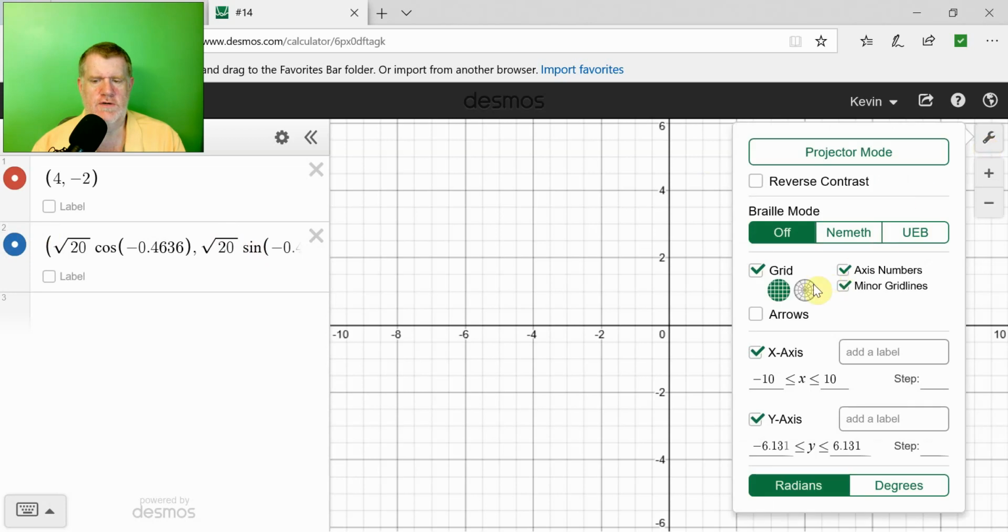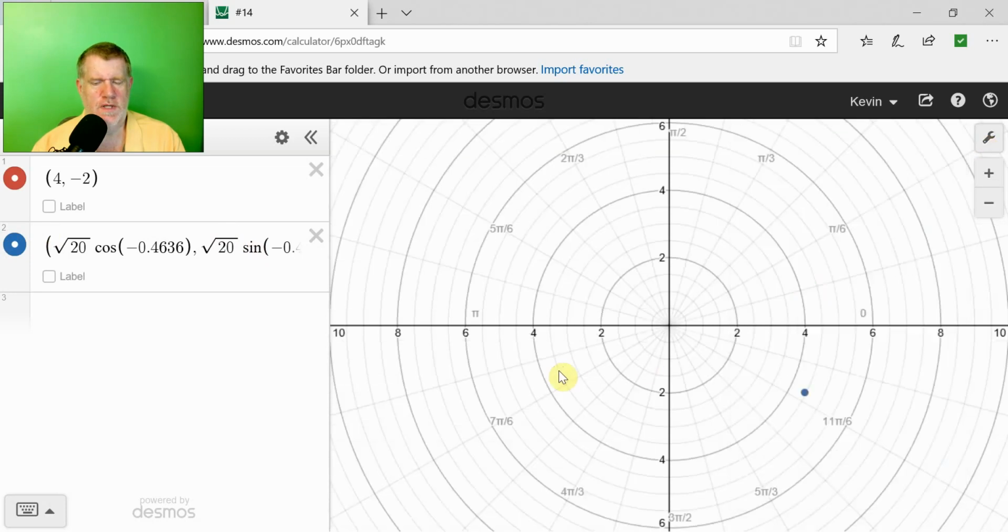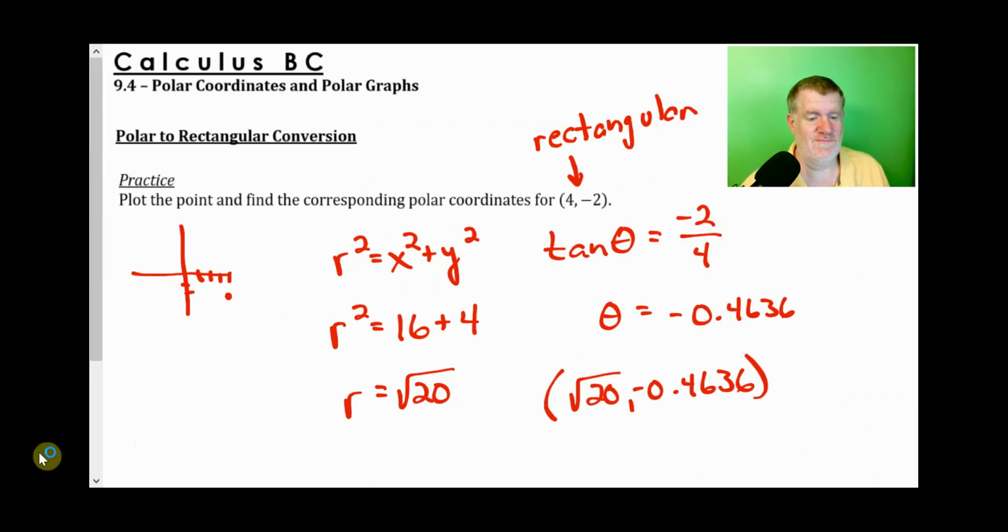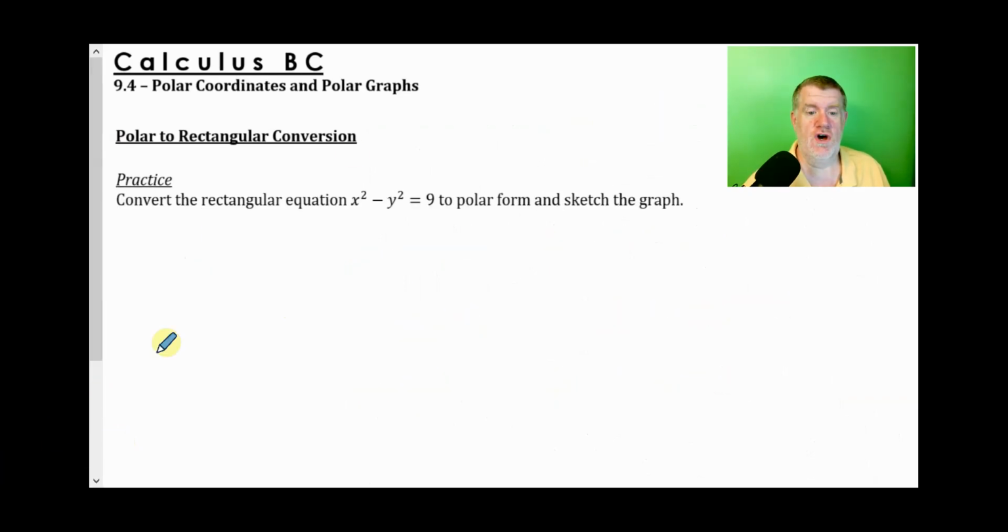We'll take a look at it in the polar coordinates. And square root of 20 is a little bit above 4, and so the radius is outside of 4. And the angle, which was -0.4636, is negative from the x-axis. There we go. Seem okay? All right, let's move on.